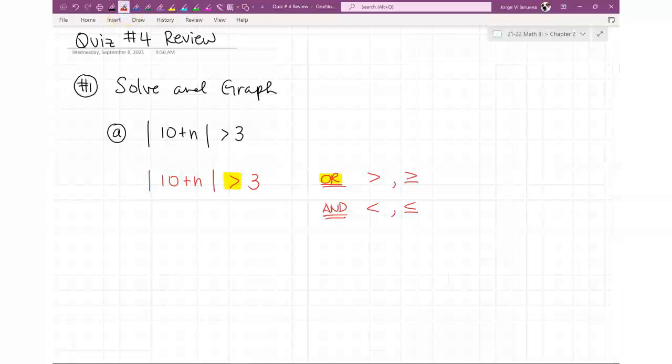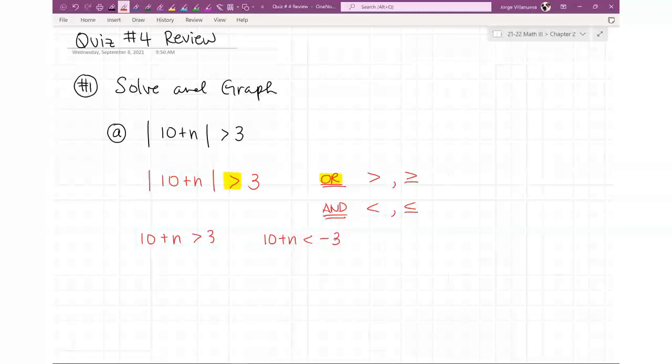Let's go ahead and start working on this. Since the absolute value is already simplified, I'm going to break it up into two problems: 10 plus n greater than 3 and 10 plus n less than negative 3. Remember, you have to switch the symbol and you have to switch the sign on the number. For the first one, you just leave it alone, and for the second one, you flip that symbol over. So instead of greater than, you do less than, and instead of a 3, you do a negative 3.